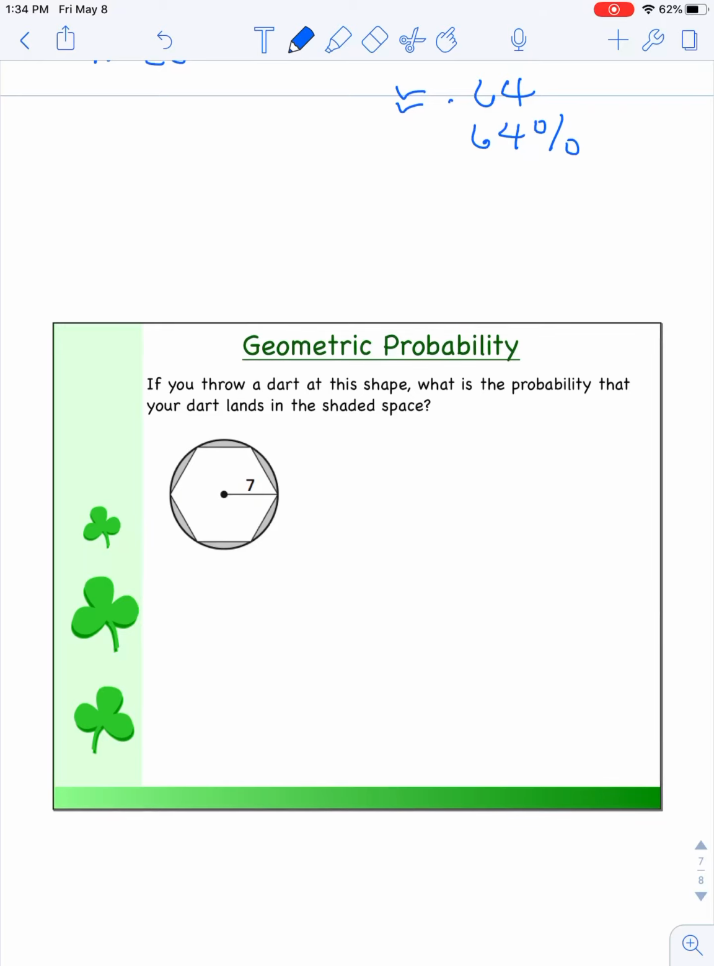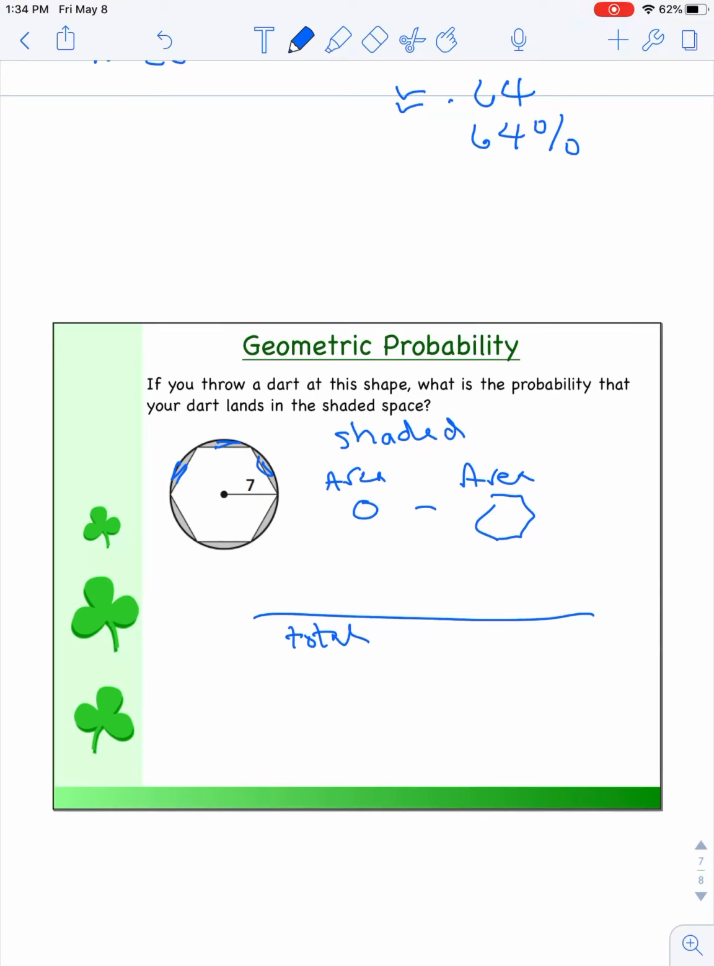So it says, if you throw a dart at this shape, what is the probability your dart lands in the shaded space? So what we're looking for is the probability of the shaded, okay? So our shaded space right here and here and here is going to be the area of the circle minus the area of the hexagon. So then I'm going to take that and divide it by the total area, which is just the area of the circle.